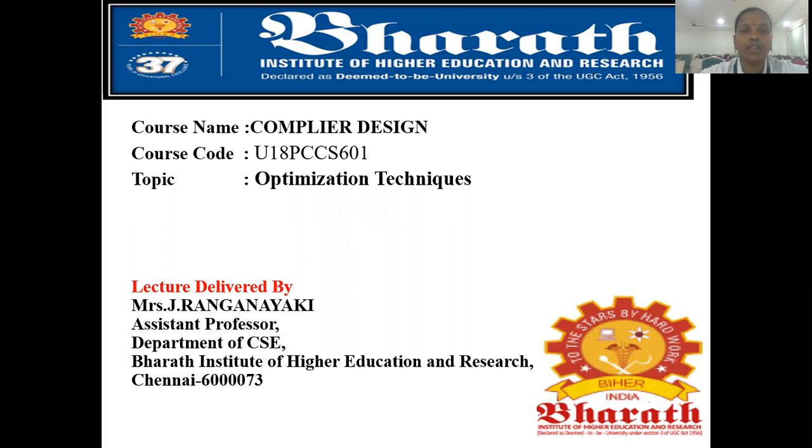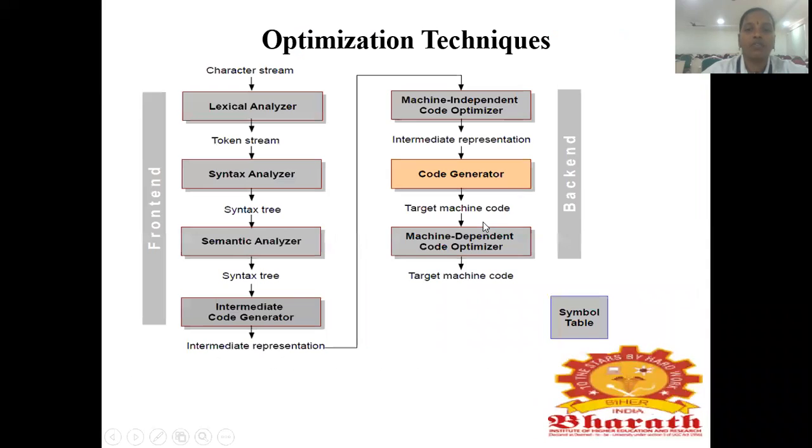Now, the topic we discuss is optimization techniques. So what are optimization techniques? Many techniques are available in compiler design. The first is the lexical analyzer, second the syntax analyzer, third the semantic analyzer, next the intermediate code generator, next the machine independent code optimizer, next the code generator, and next the machine dependent code optimizer.